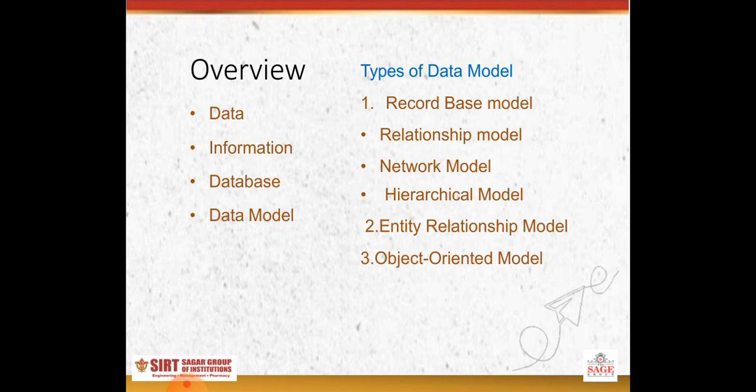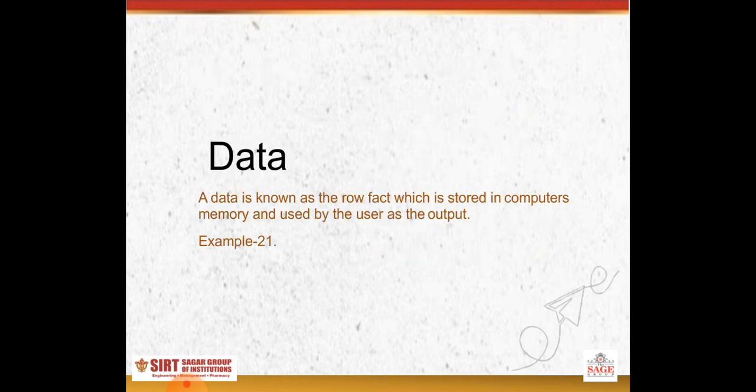These are the contents of today's topic. First, an overview of data, information, what a database is, and what exactly a data model is. Then types of data model. Basically, there are three types of data model: record based, entity relationship, and object oriented data model.